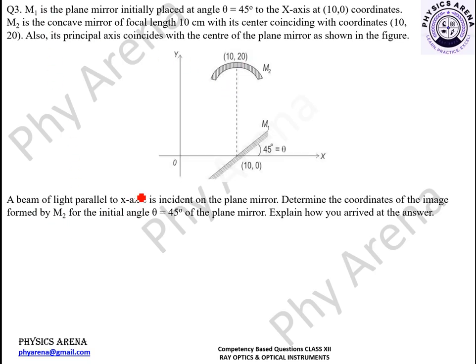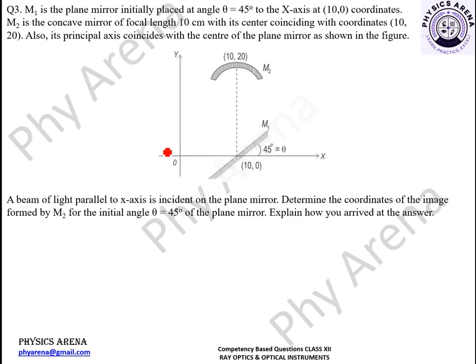A beam of light is parallel to the x-axis and it is incident on the plane mirror. We need to find the coordinates of the image formed by this concave mirror for the angle of the plane mirror, that is 45 degrees. We also need to explain how we have reached the answer. So let's take this.